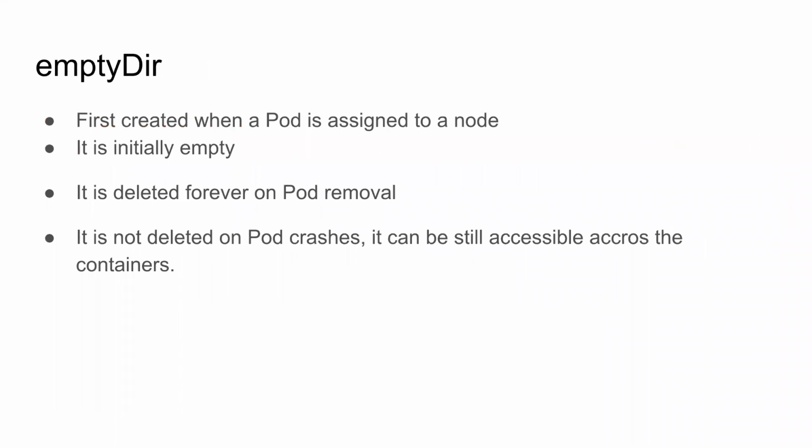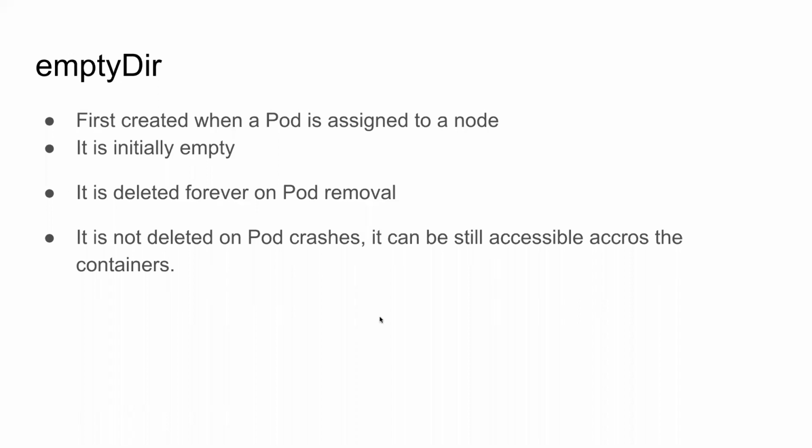So our first volume type is emptyDir. emptyDir is firstly created when a pod is assigned to a node. And when you use emptyDir, it is initially empty. So this folder will be populated after your application runs. When you remove your pod, this folder will be deleted forever. You need to keep this in mind while using the emptyDir volume type.